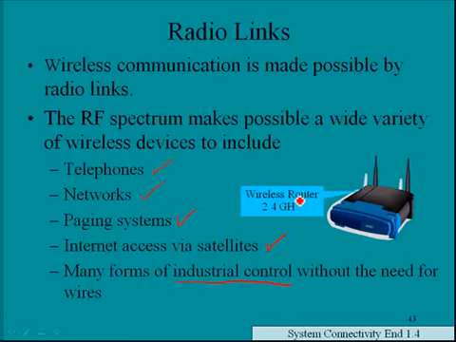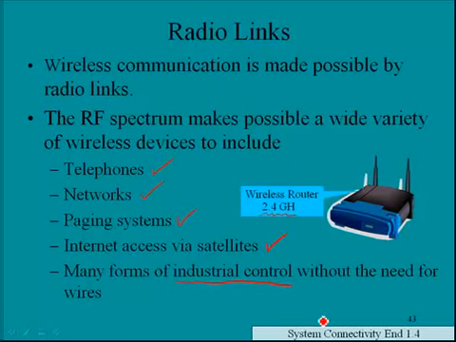And I have a picture here. This is a wireless router, and this would enable a wireless network. And this particular one operates at about 2.4 gigahertz. And typically devices in the RF spectrum are in the megahertz and gigahertz ranges, whereas infrared is way up in the terahertz range.